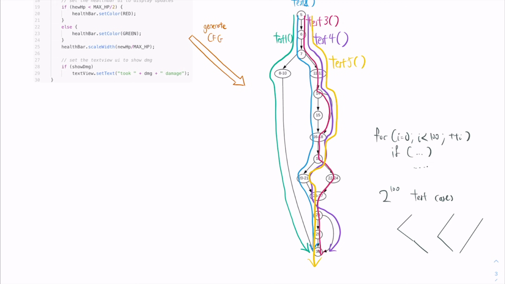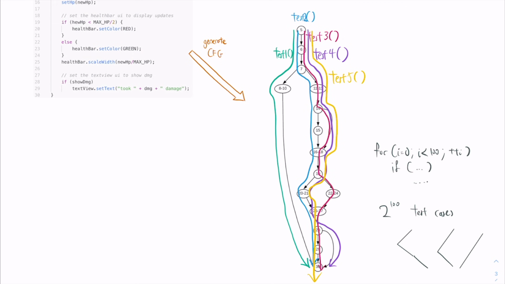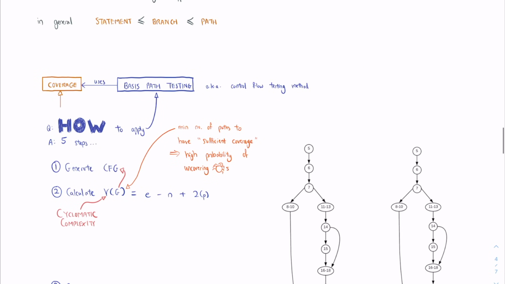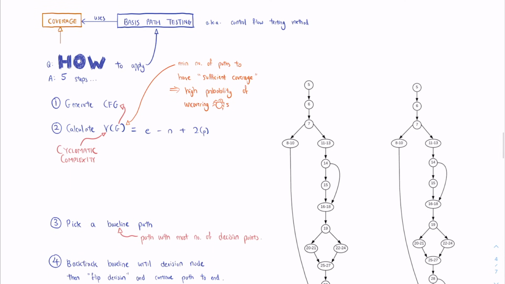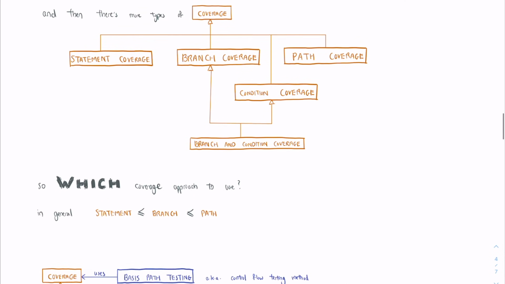Okay, so we do need some theoretically backed foundation that allows us to be confident that the number of paths that we choose to go through actually gives us confidence that we have covered enough ground. This is where we can move on to this testing approach for white box testing called the basis path testing approach, which is based on this number called the cyclomatic complexity.